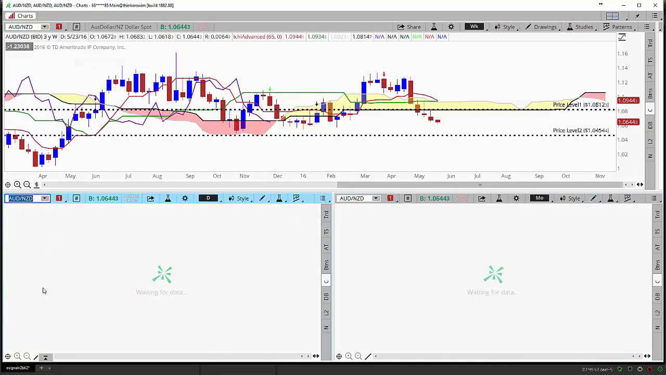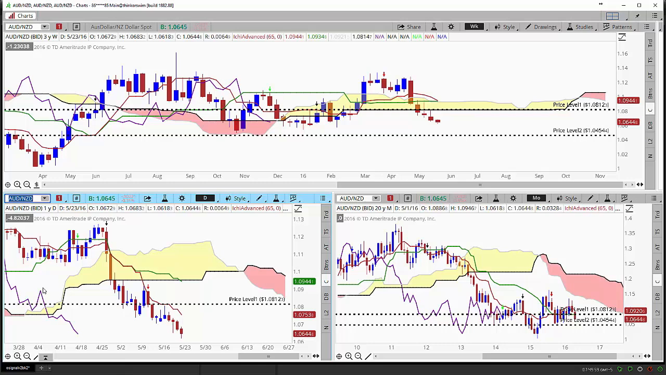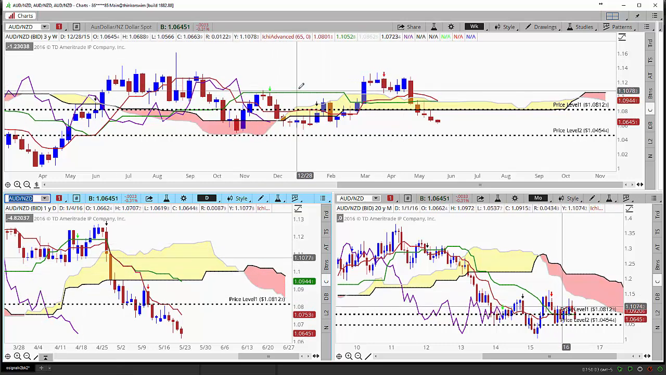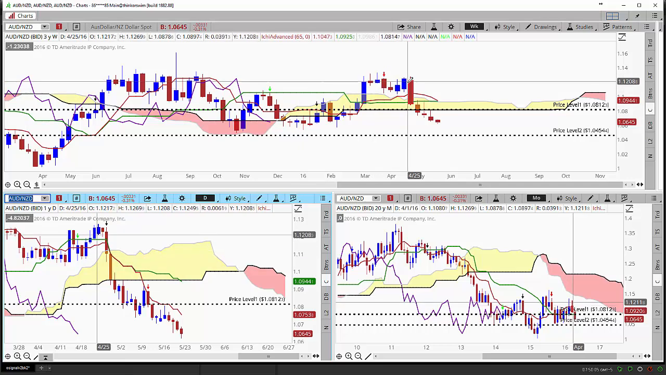Next one's going to be Australia, New Zealand. This one here, even though the sentiment's bearish, you could see it's consolidating right in the cloud, in the middle of the cloud.